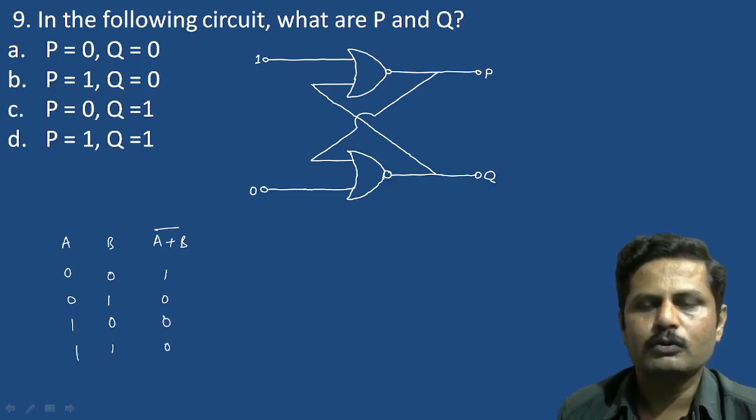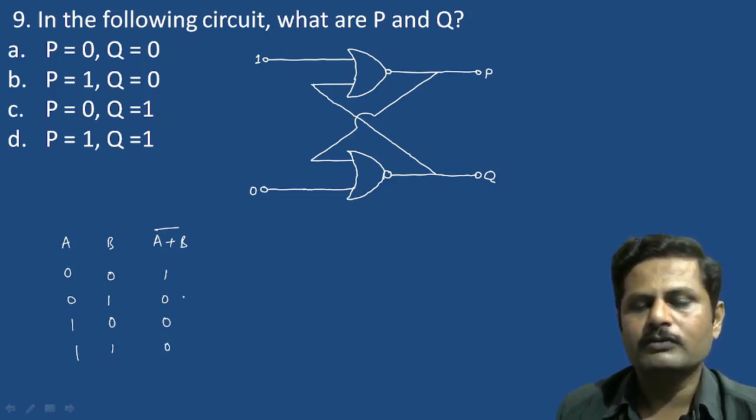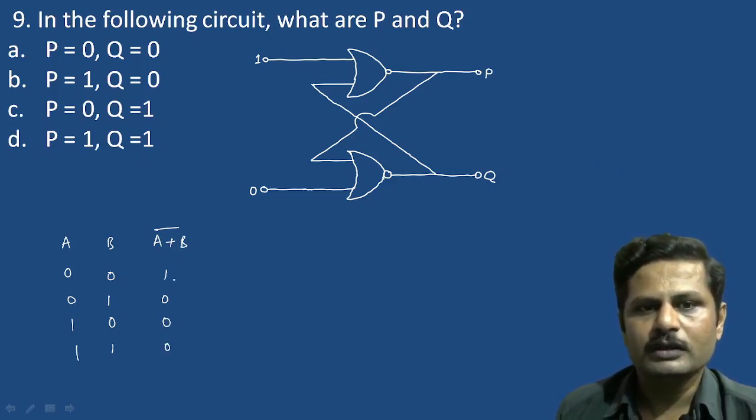This is the truth table of NOR gate, as we all know that. Now by this truth table we can understand one thing: the NOR gate gives an output 0 if any one of the inputs is 1. If any one of the inputs is 1, then output will be equal to 0. So here you can see that the input is 1. So therefore output will be equal to how much? 0. If any input is 1, then output will be equal to 0.